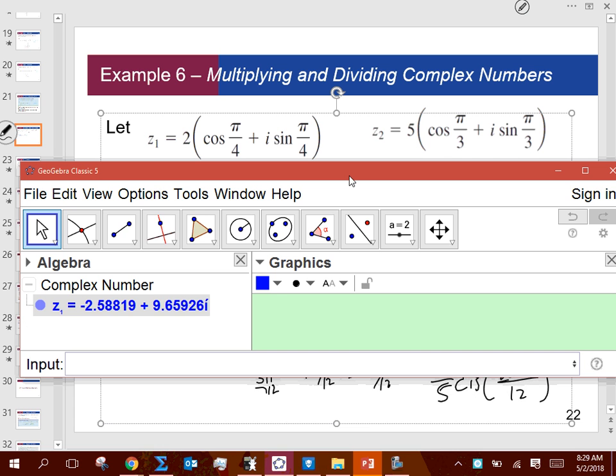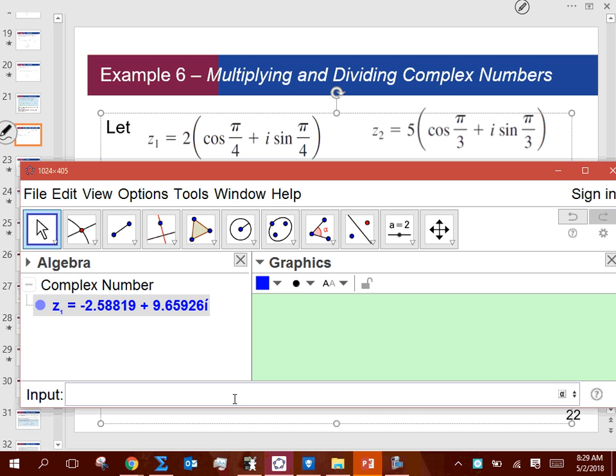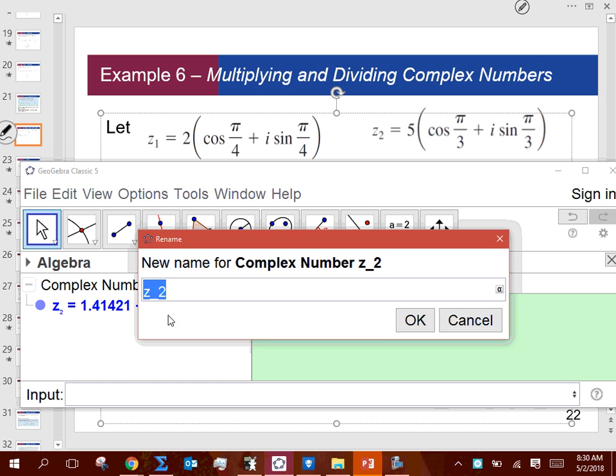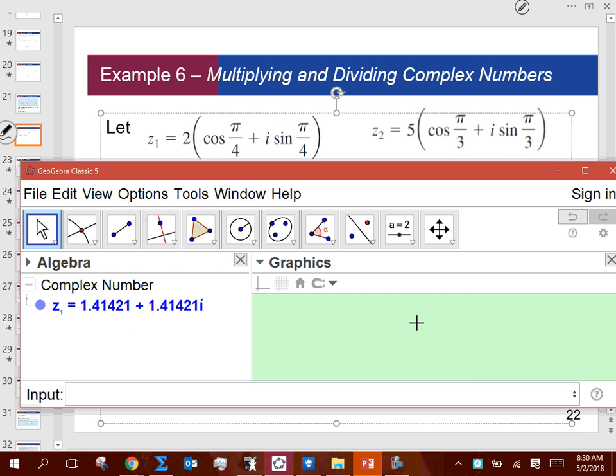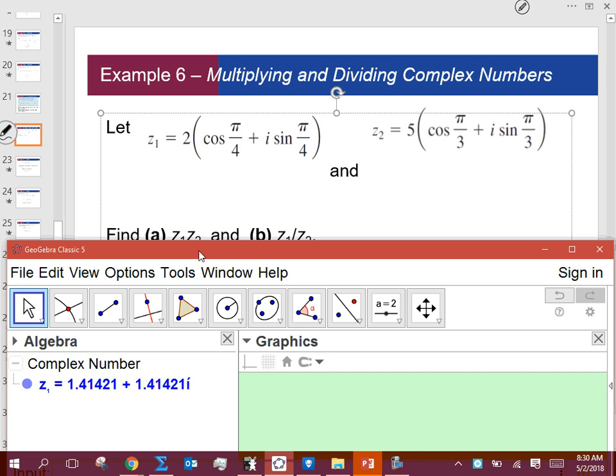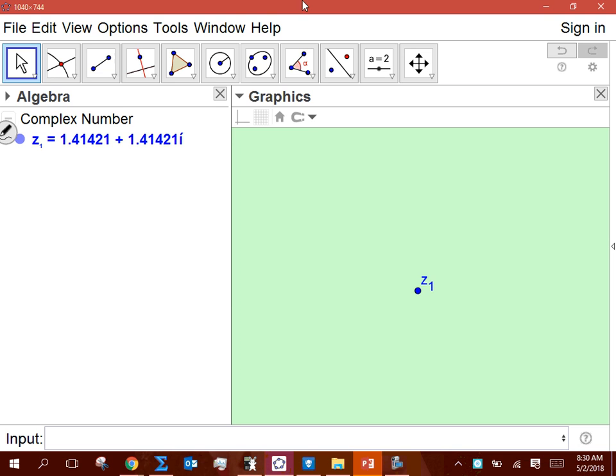And I just think GeoGebra has a nice built-in feature here. I haven't messed too much with it, but I think I can go 2 cosine pi over 4 plus i times sine of pi over 4. That should give me, okay, so let's rename that thing Z1. So there's your Z1. And that makes sense. We found it to be, if you remember, radical 2 plus radical 2i, and that's exactly what those decimals are.